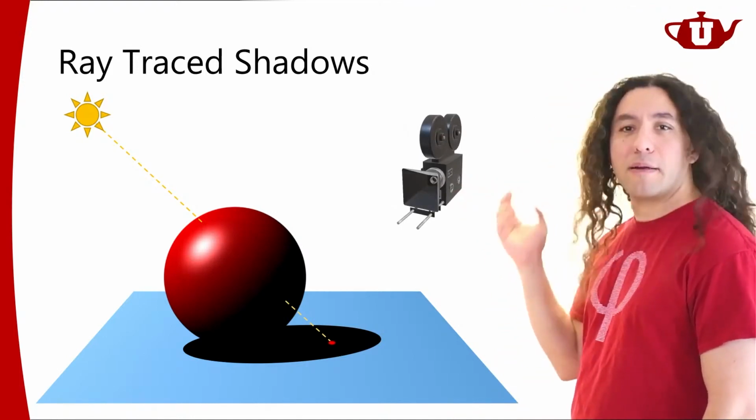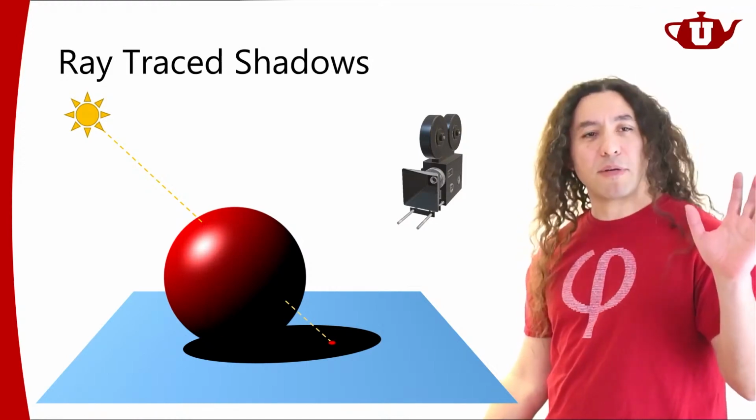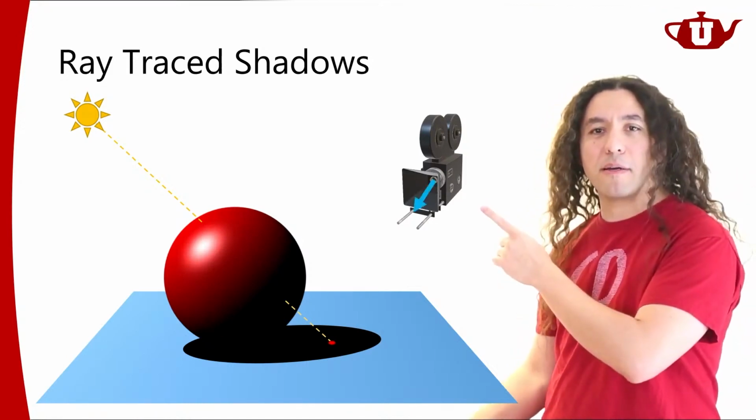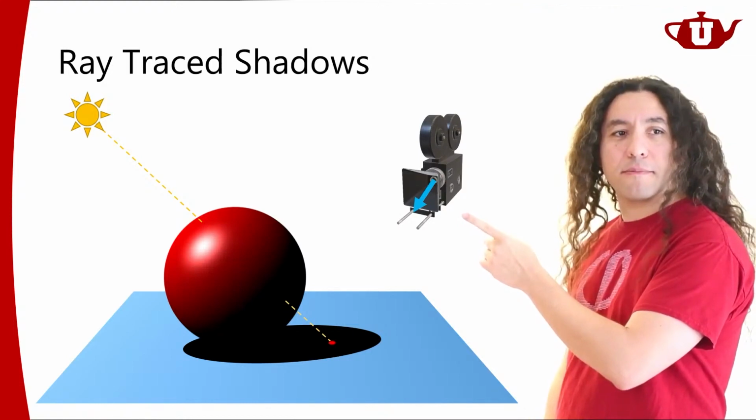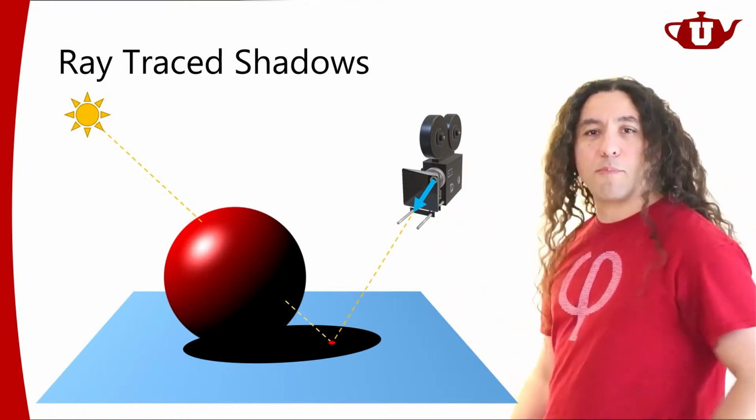I put this camera here. I could put it anywhere. Let's say that I'm rendering the scene with ray tracing. So I'm sending a ray from my camera. That's going to be my primary ray, all right?